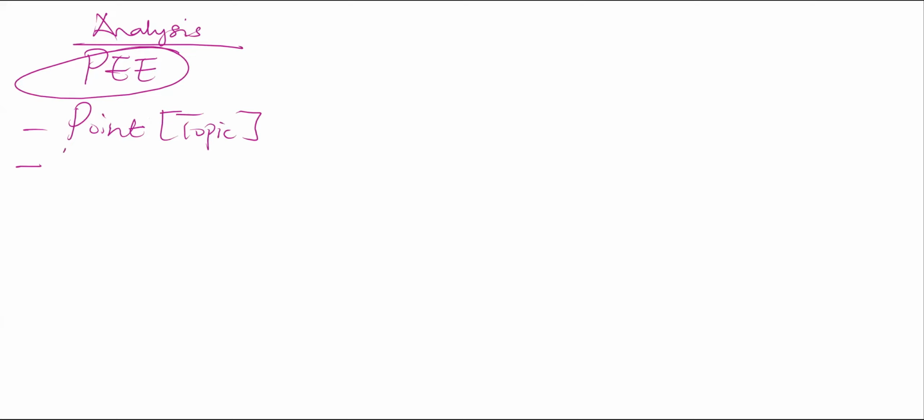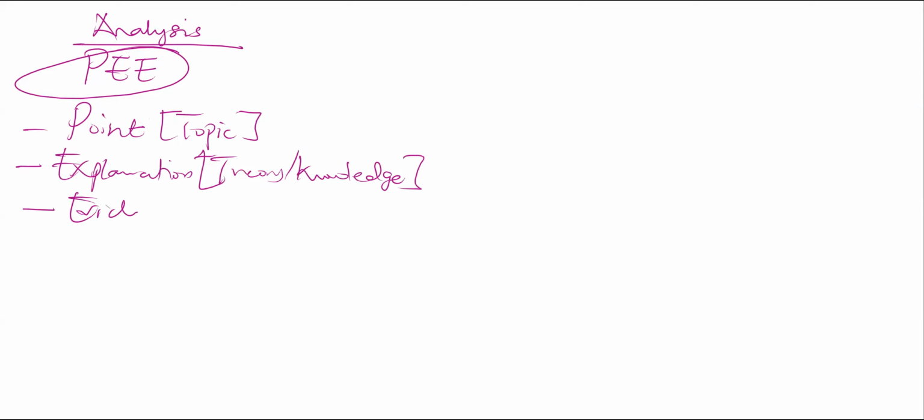Two, what is the explanation of that point? So the explanation is mostly the theory around it, or the basic knowledge around that area. Then finally, evidence from the particular case, right? Evidence from the particular case, and this is the application. Okay, so you can do PEA as point, explanation, application, or point, explanation, evidence for every case study.